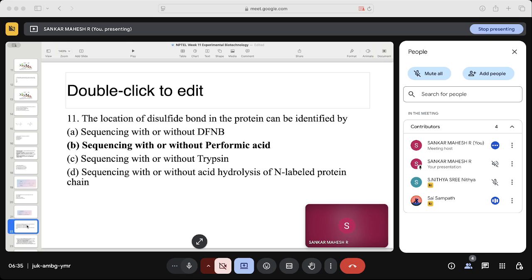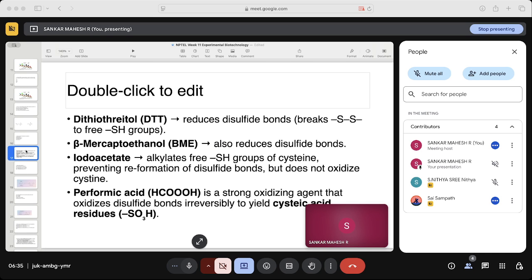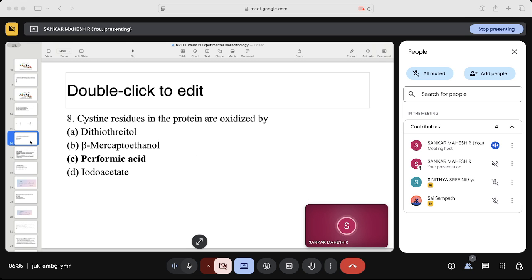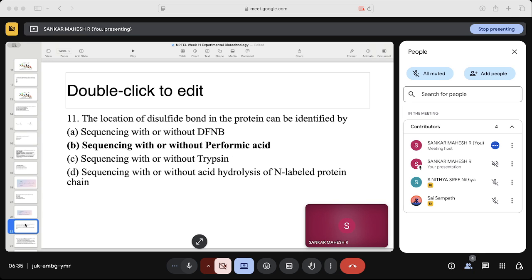Sir, in the previous question, you said performic acid oxidizes the disulfide bond. Yes, disulfide bonds, yes. So when you have this disulfide bond, it will oxidize and it will give you two cysteines. I had also mentioned how that can be used in sequencing, if you remember. Was that clear? Or can you try explaining that?